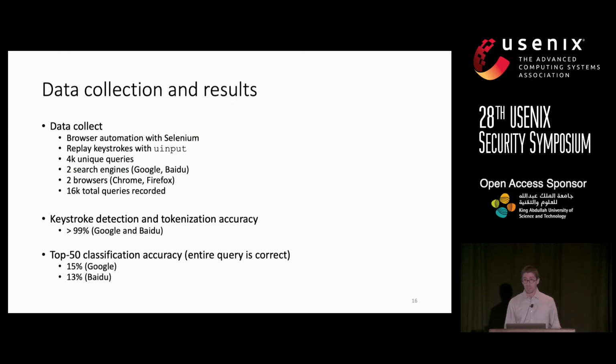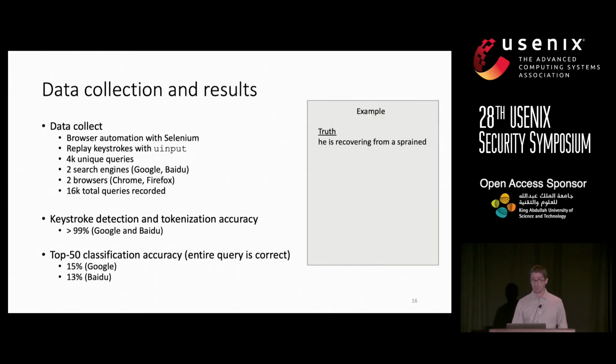The query identification results themselves are modest. If we look at the percentage of the time that the actual query is contained in that list of 50 hypotheses, it's 15% of the time for Google and 13% for Baidu. Google actually uses header compression and Baidu does not. So that's where that small bump comes from between the two major search engines.